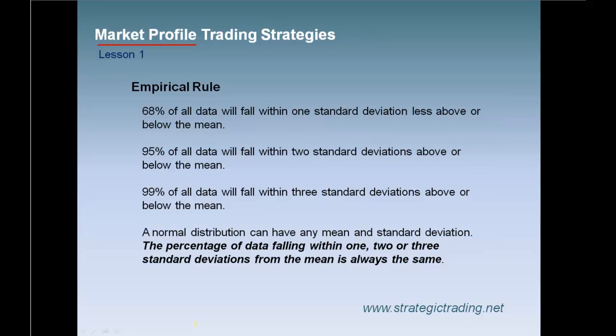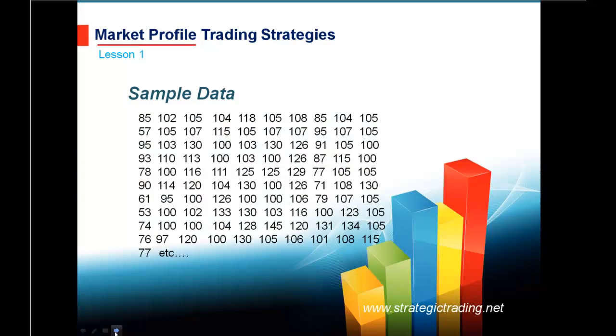Basically, the normal distribution is helping me organize my data. And this was the concept that Stadelmeier used to create the market profile. We have a lot of data, so let's take this data and apply the normal distribution to it and see what happens. Now, a normal distribution can have any mean and any standard deviation. The percentage of data falling within 1, 2, or 3 standard deviations from the mean is always the same for any normal distribution. So let's take a quick example here together, just to give you an idea.